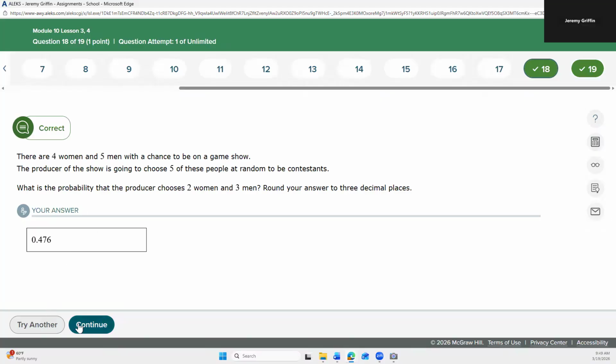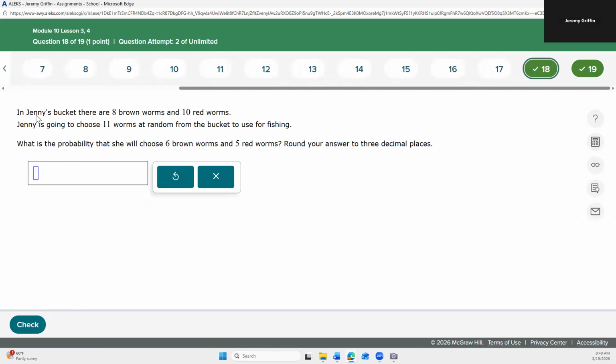That's it. All right, let's try another, and it should give us a pretty similar scenario. Jenny's bucket has 8 brown worms and 10 red worms. Jenny's going to choose 11 worms at random to use for fishing. What's the probability that she ends up choosing 6 brown and 5 red? Round your answer to 3 decimal places.